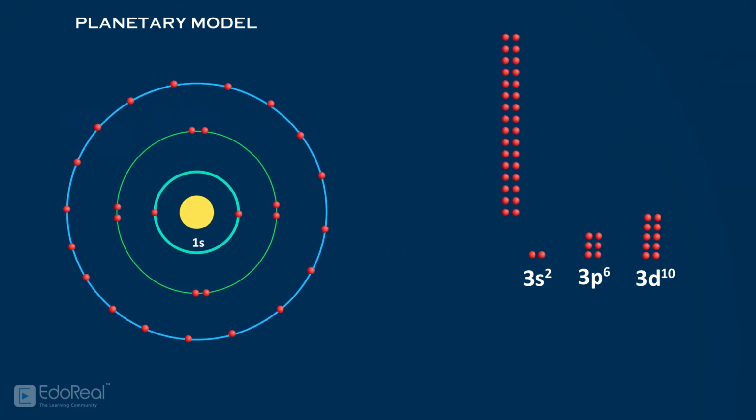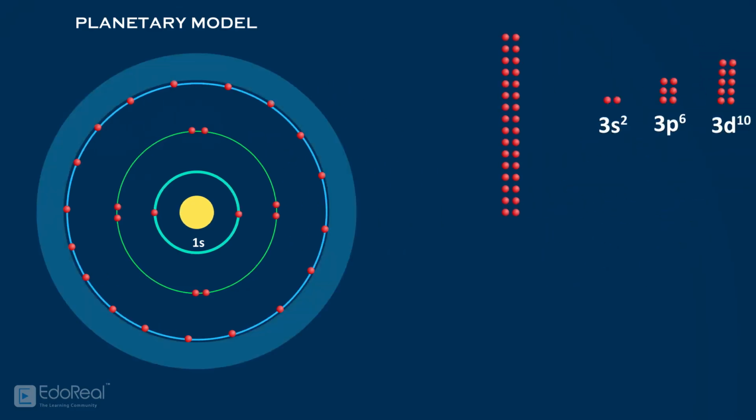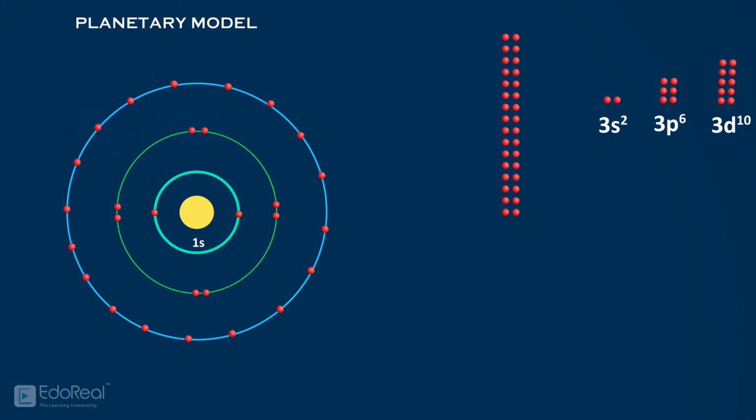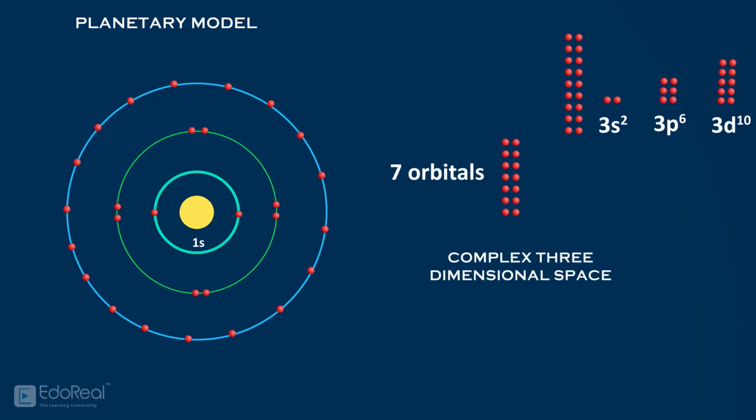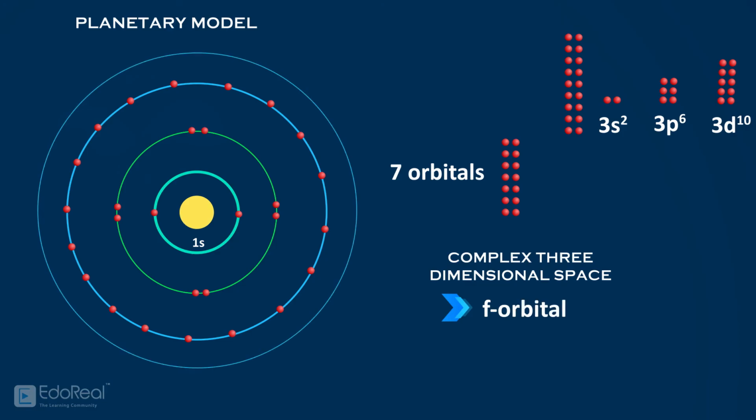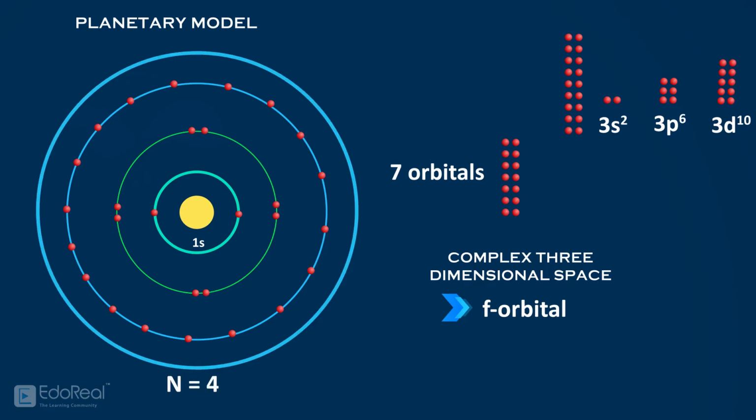The next 32 electrons cover a huge space than the earlier electrons. The first 18 electrons, out of 32, have the similar shape of 3s2, 3p6, 3d10. The remaining 14 electrons are probably found in 7 orbitals, covering different three-dimensional space. This entire space is called the f orbital. These 32 electrons are represented in a single orbit, called n, or fourth orbit, in the planetary model.